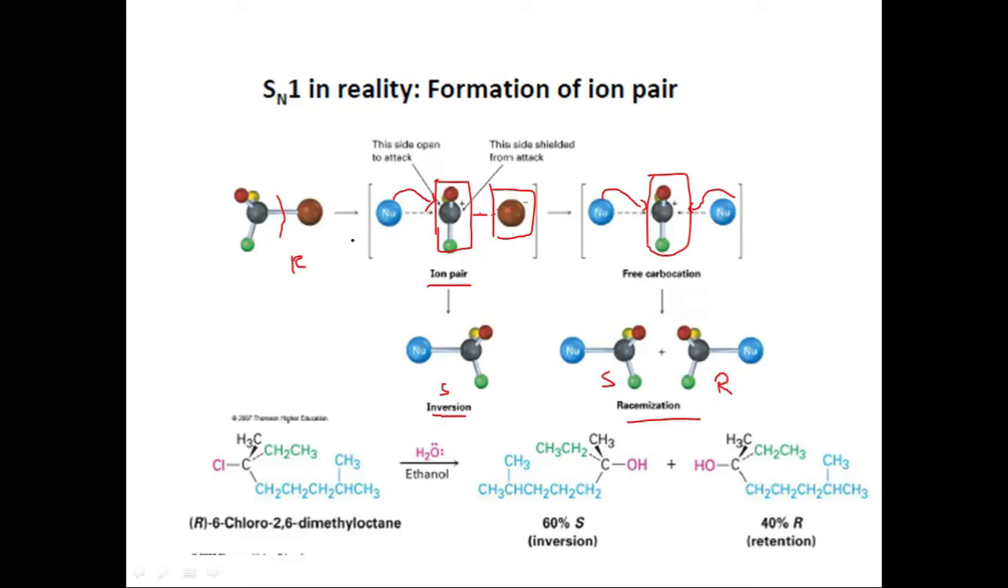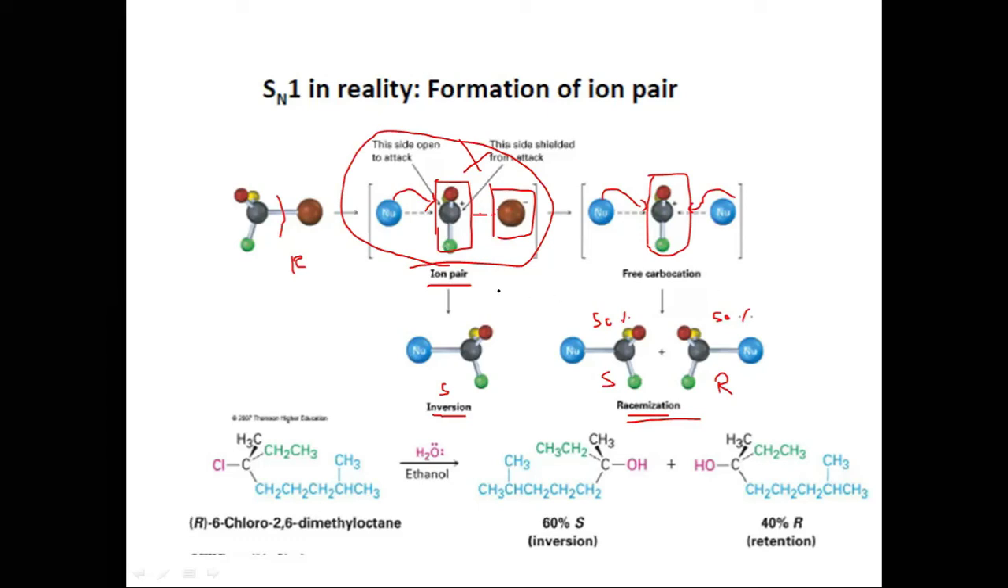If you look at the whole process, let us assume that as soon as the carbocation is formed, there is no ion pair stage. Let us assume for a while you don't have the ion pair stage. In such a case, what will happen? Straight away it will go to the free carbocation state, and there is an attack of the nucleophile from both sides. The result should always be racemization, meaning you can expect 50% of this S form, and 50% corresponds to this.